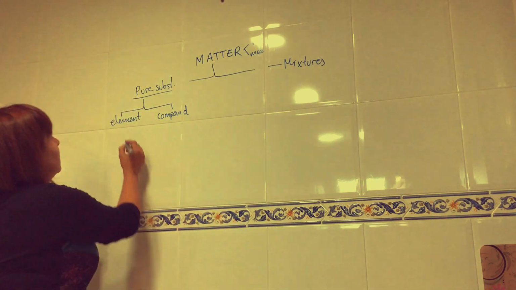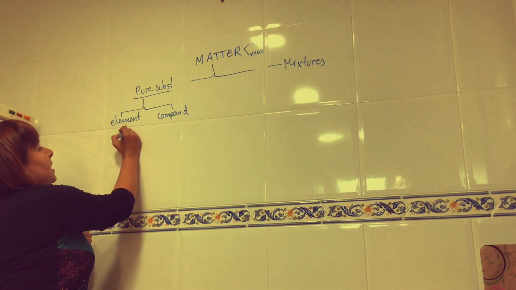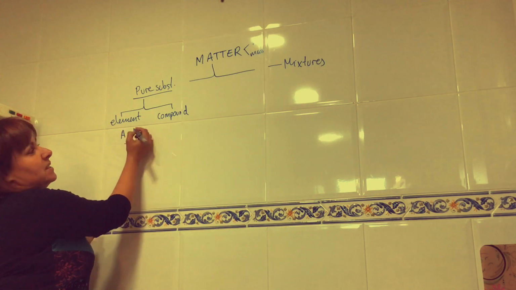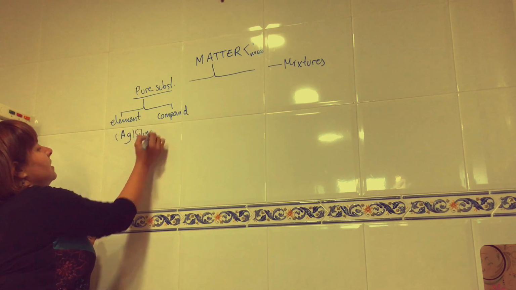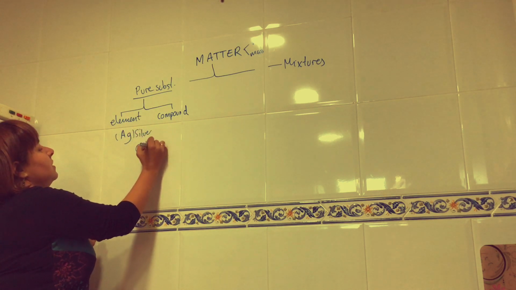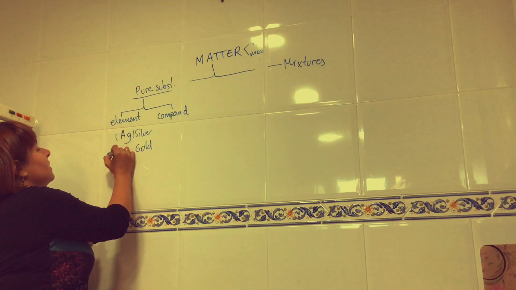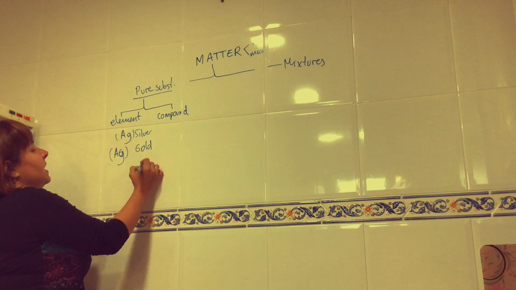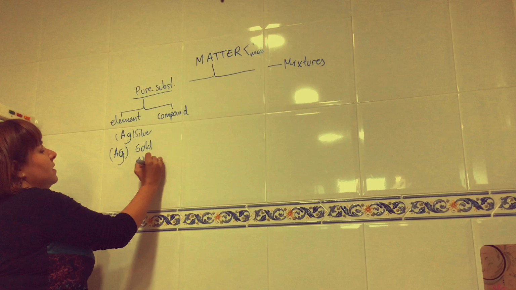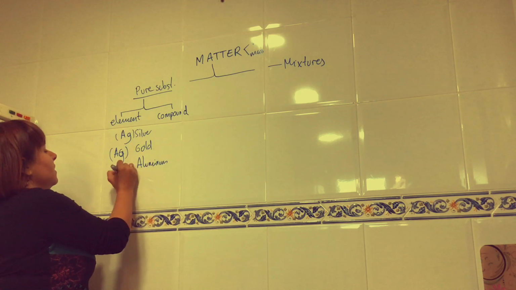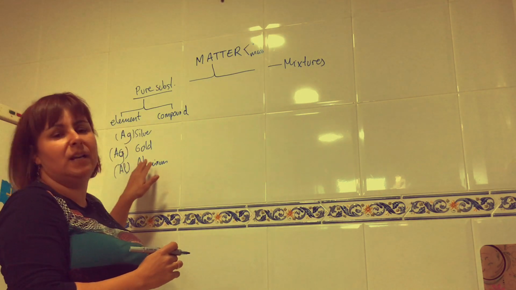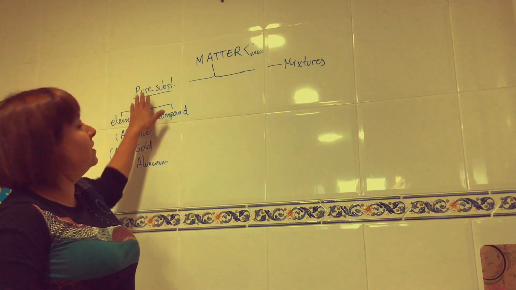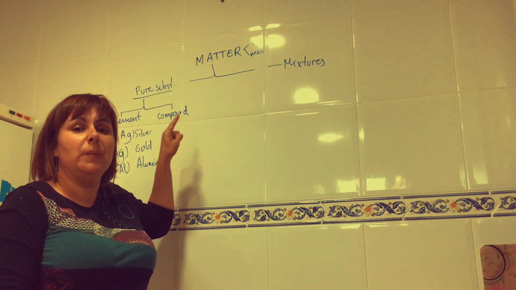So for example, the element can be gold or silver. In this case, this will be silver, this will be gold, can be aluminum, and many other metals. They are only one type of element. But also it's a pure substance if it is made of a compound.